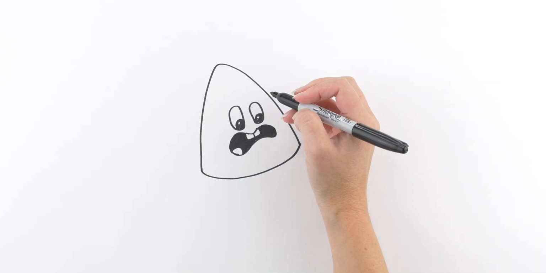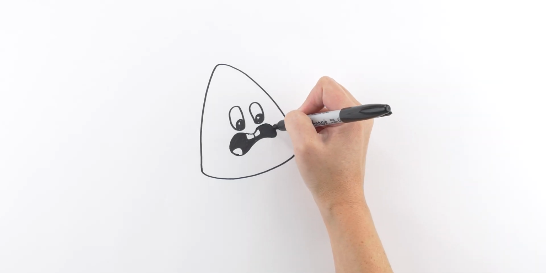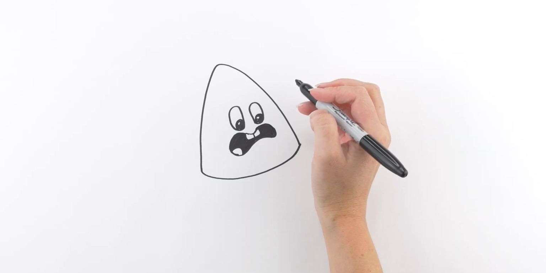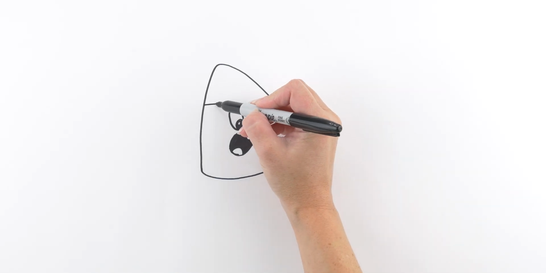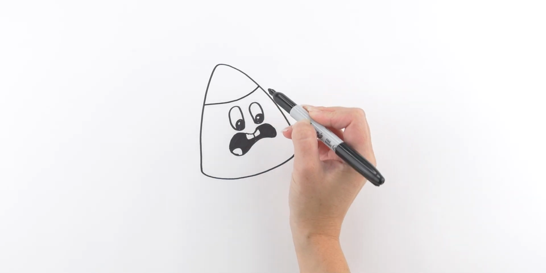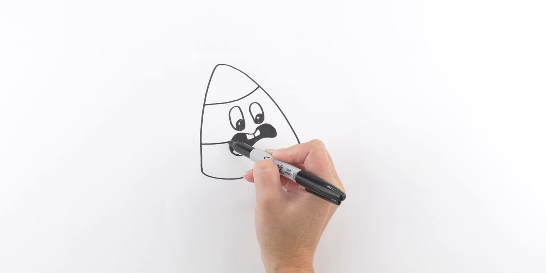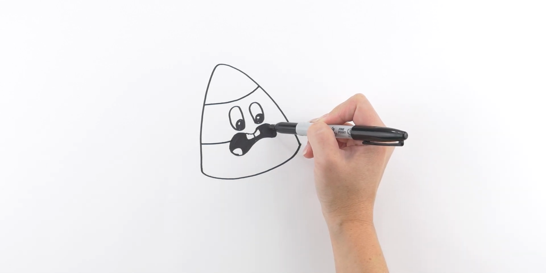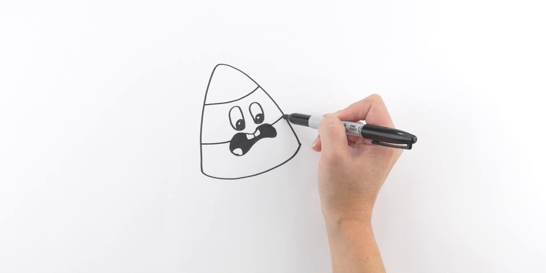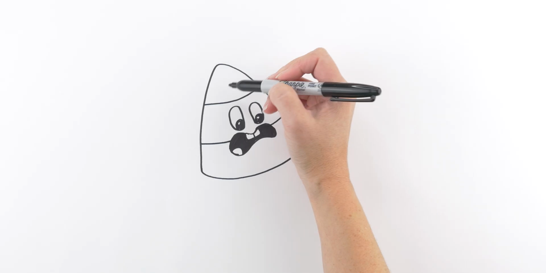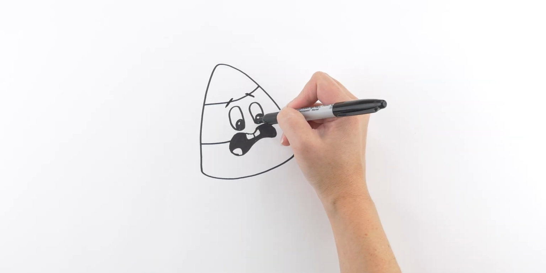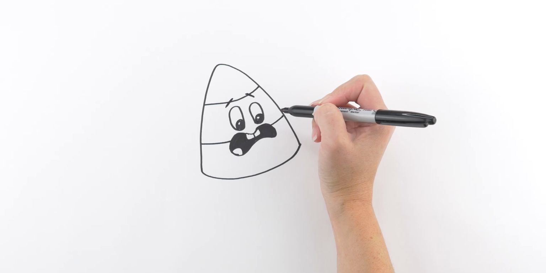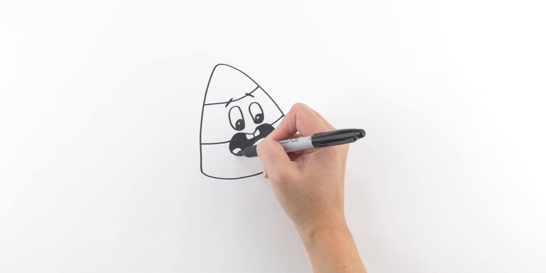This is one of my favorite kind of expressions to draw. Love it. Okay. Now we will add two lines that will indicate the different colors on our candy corn. And we waited to do this so that we wouldn't mess up where the eyes and the mouth were. Two eyebrows that are way up above because we are, again, showing a surprised, afraid, scared type of expression.